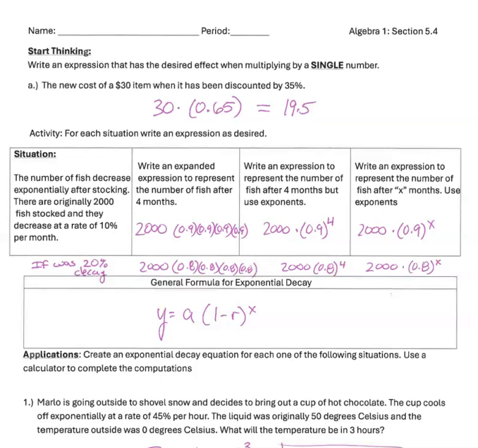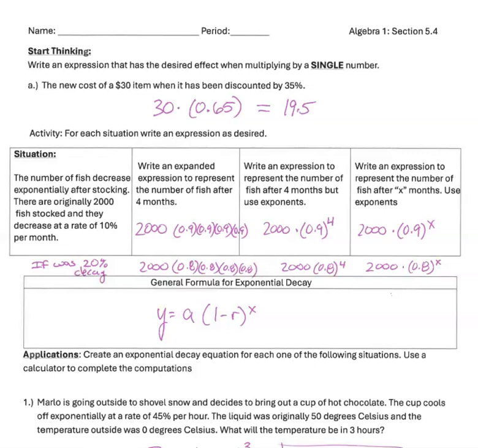Alrighty, we are continuing our study of exponential functions. Instead of doing exponential growth like we did in 5.3, we are moving on to exponential decay. So the start thinking part here says that if you had an item that cost $30 and it was discounted by 35%, what is the single number that you could multiply by to take care of the fact that you are decreasing by 35%?